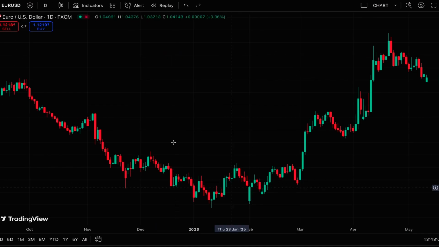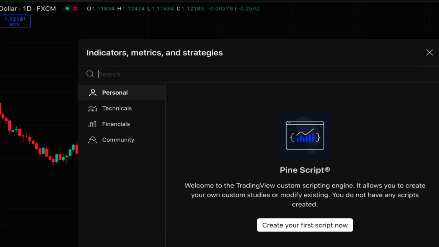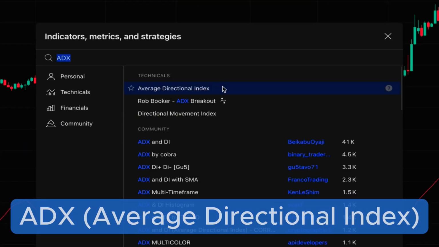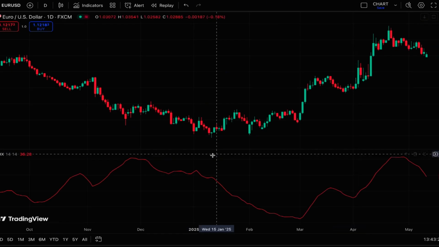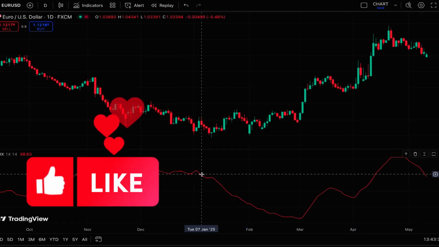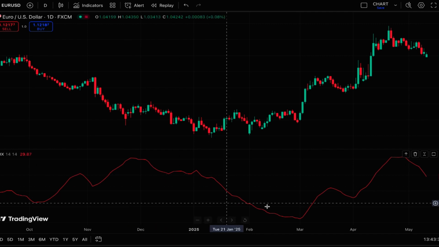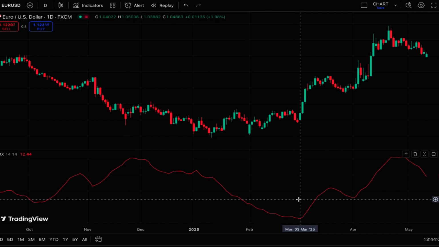Alright, getting back to the indicators, the first one that I want to introduce is ADX. This one, Average Directional Index, which is one of the oldest indicators that was created for this purpose. Working with this indicator is very simple. As you can see, we have a line here that can help us to know if the market is trending or not trending.